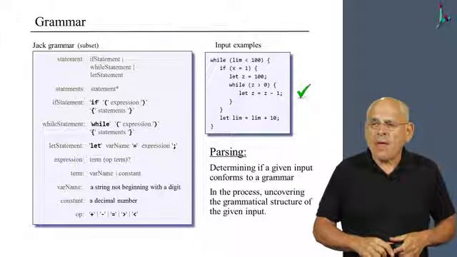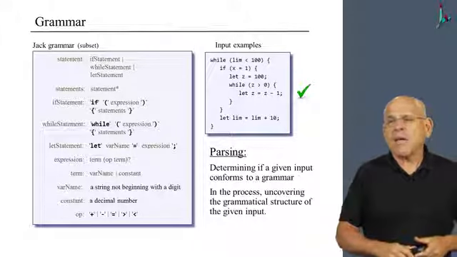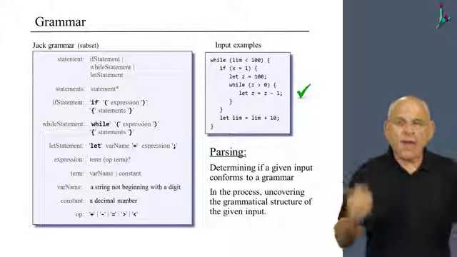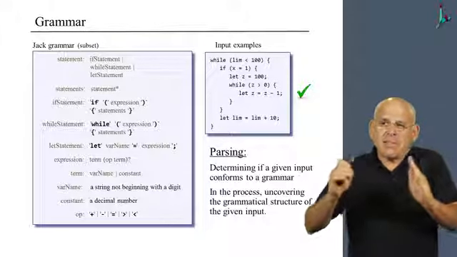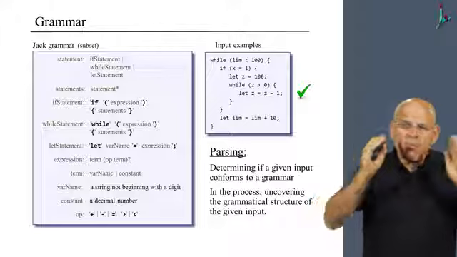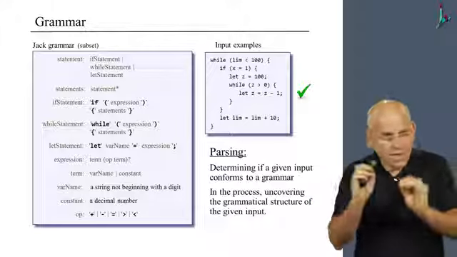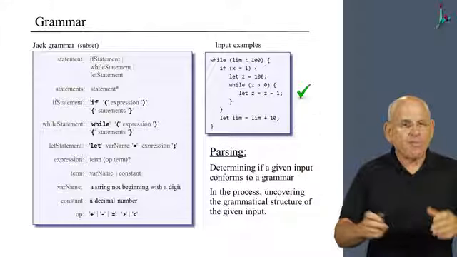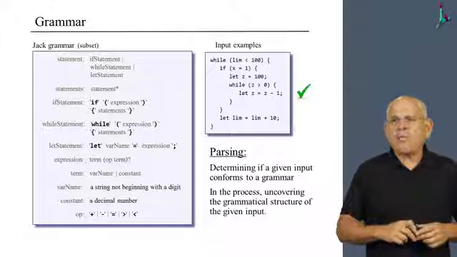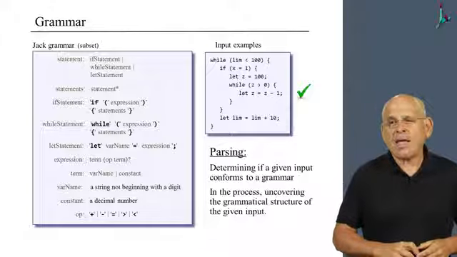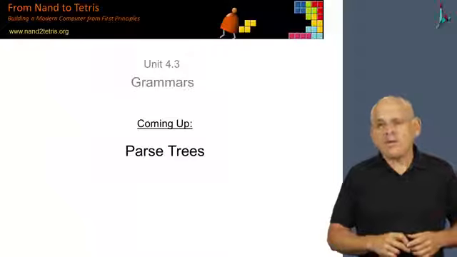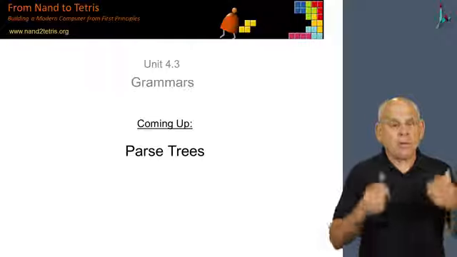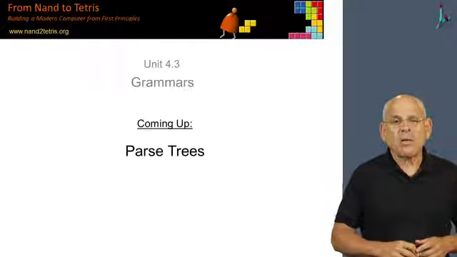But computer programs and compilers don't have this remarkable ability. When you deal with a compiler, the input must match the grammar perfectly. And if there's any discrepancy, the compiler will raise its hands and say, we have a syntax error, you have to fix your program. So that's basically what I wanted to say about parsing. And with that, the next unit will discuss the notion of parse trees, which is a data structure that we use in order to describe the grammatical structure of our input.